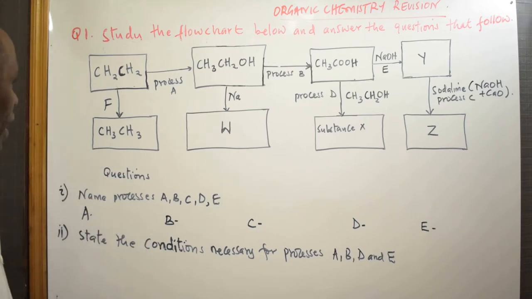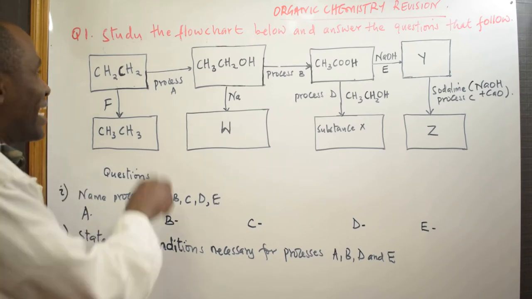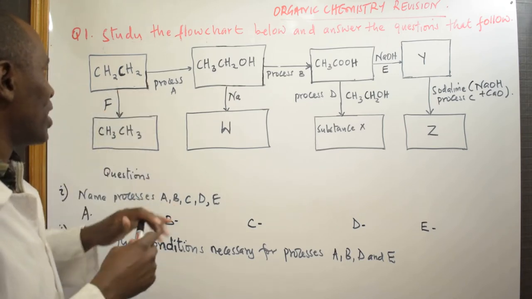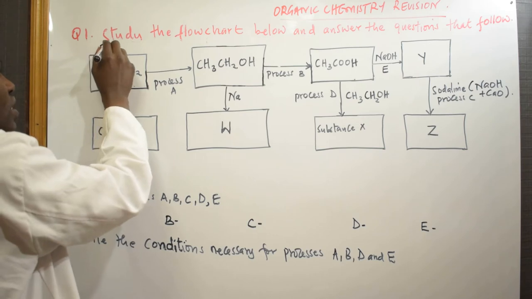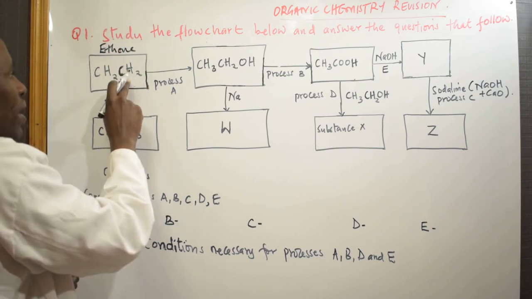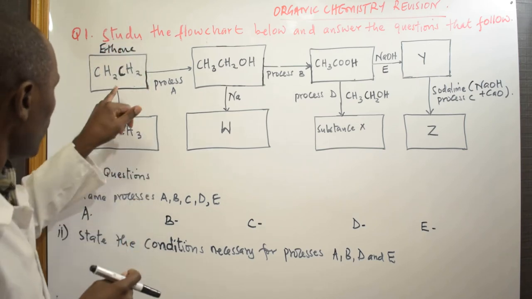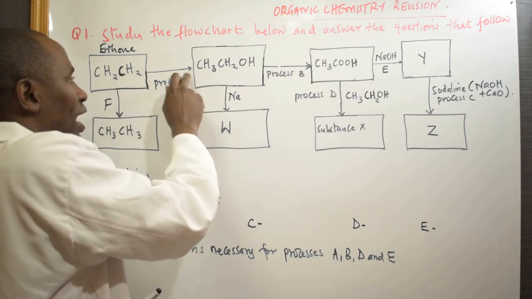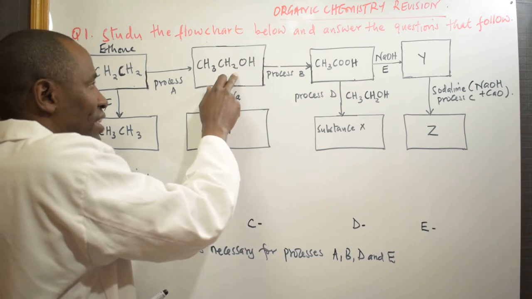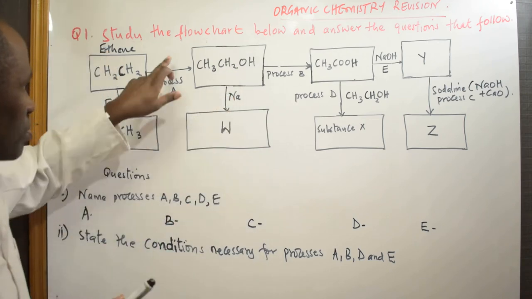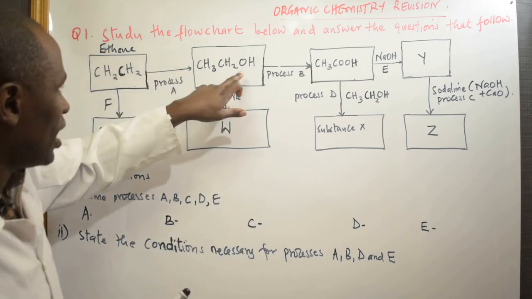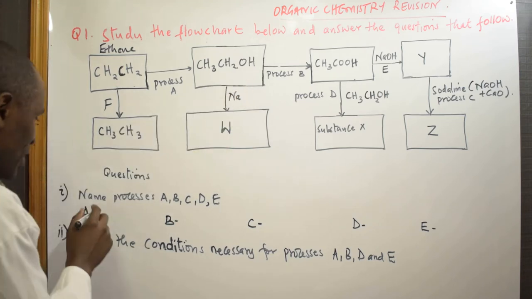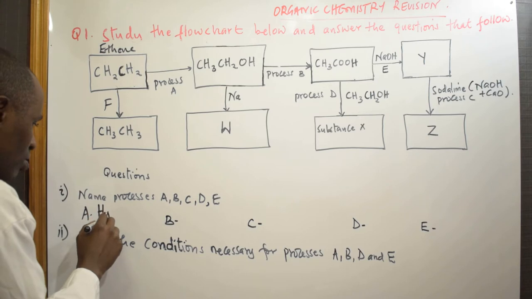Now, we are talking about an alkene, which is ethene. You can tell that by the fact that it has the formula CnH2n. Now here, ethene is forming ethanol. This process by which an alkene forms an ethanol, we are going to call hydration.